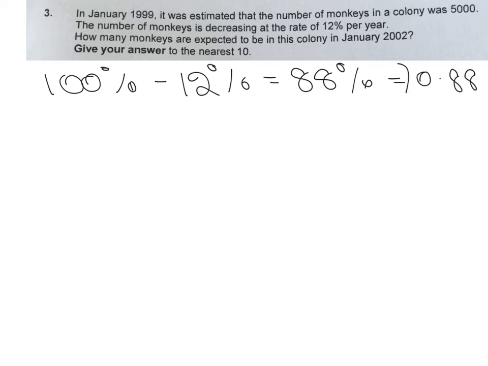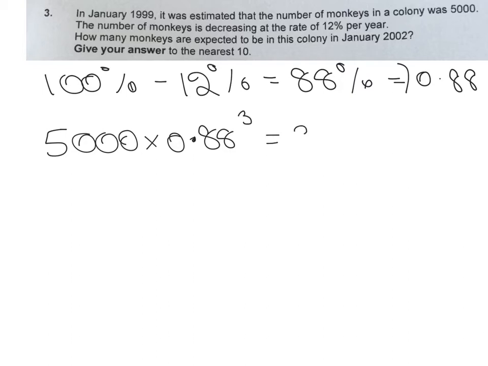That is our multiplier. So we take the amount we started with, 5,000, we multiply it by our multiplier, 0.88, and we put the power to the amount of time we want. In this case, it is 3 years. Put it into the calculator and it spits out 3407.36. We have to round to the nearest 10.